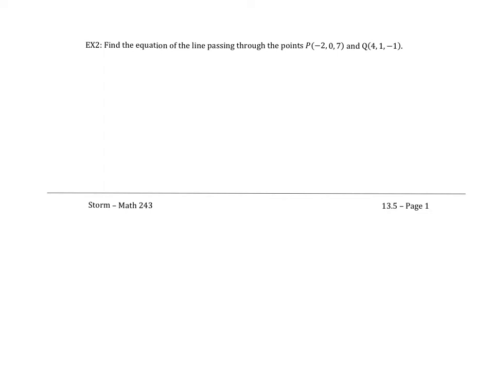Example 2, we want to find the equation of the line that's passing through 2 points. So the issue I have here is I don't really have a direction vector. However, I know that my line is going to pass through these 2 points. So my direction vector v can simply be the direction vector from P to Q.